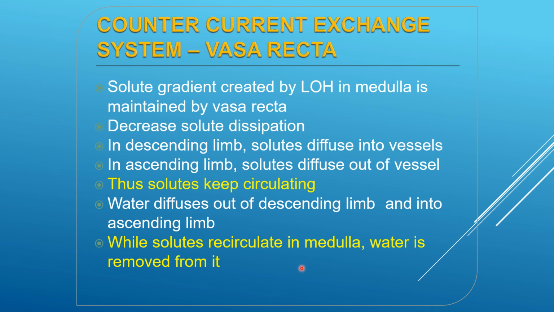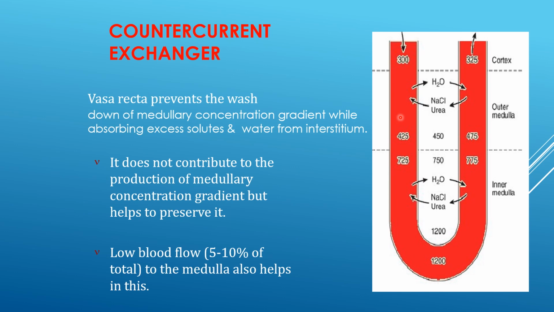While the solutes are recirculating in the medulla, water is removed from it. So this is the picture. In the descending limb, water moving out and solutes entering. In the ascending limb, water moving in and solutes going out. So the vasa recta prevents the washdown of the medullary concentration gradient while absorbing excess solutes.